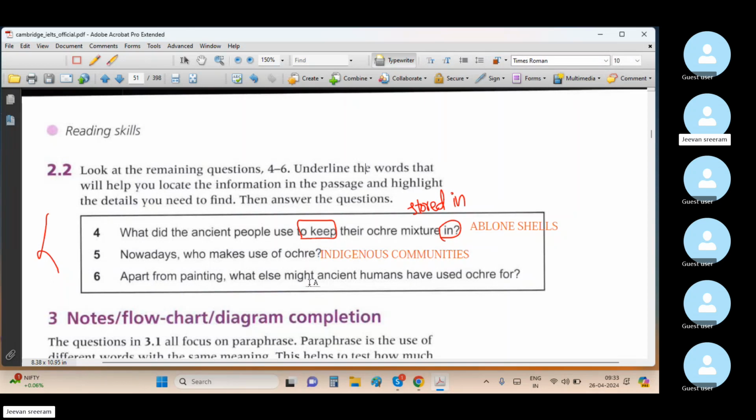So apart from painting, what else might ancient humans have used ochre for? Of course ochre had been used for painting, and also for other purposes. Apart from painting, what's the other use that ochre was used for? Skin protection. Correct. Skin protection, wall protection, you can write any of those. Skin protection.